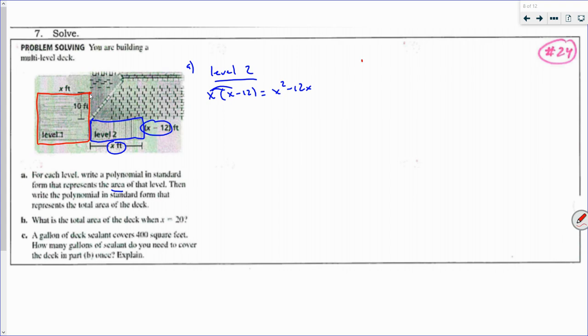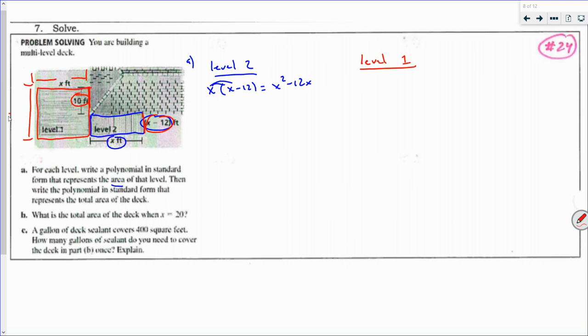Now we go back to level 1. We've got a little work to do before we can do any multiplication. We know that from here to here is x, but we need to figure out what from here to here is. And if you notice, it's this 10 and this x minus 12 that will get us the full same side. So it's really x minus 12 plus 10, which simplifies to x minus 2. So then we can go x times x minus 2, distributive property, x squared minus 2x.